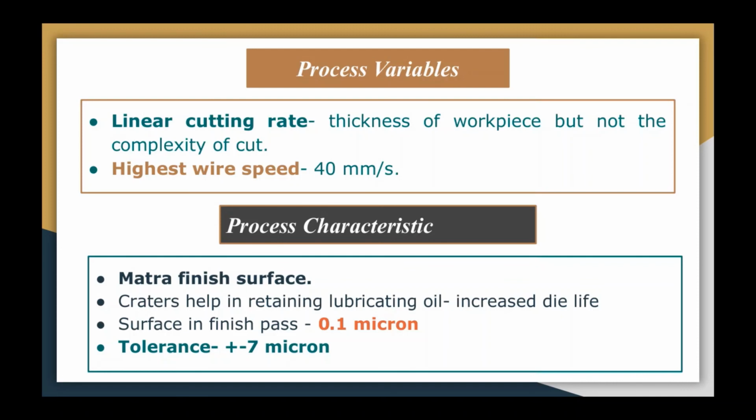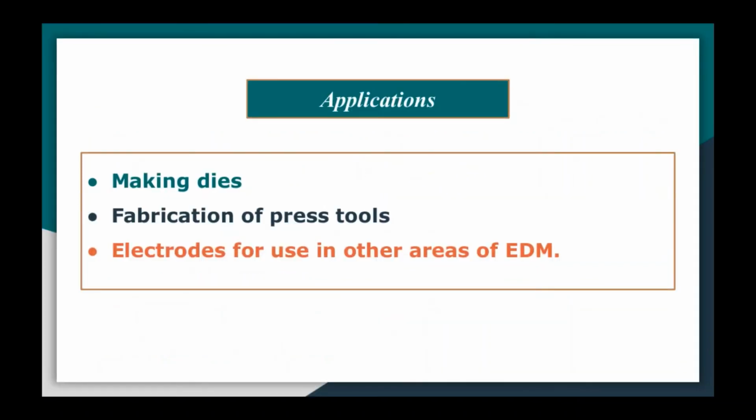Let us move to the last point, that is the application. Here I have mentioned the different applications. This wire EDM process can be used for making dies, fabrication of press tools, and electrodes which are used for other EDM processes. So with this we can stop for the wire EDM process.